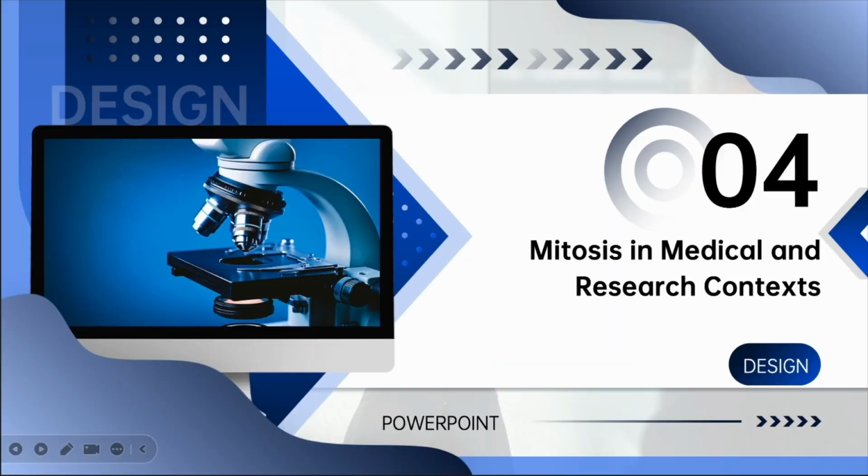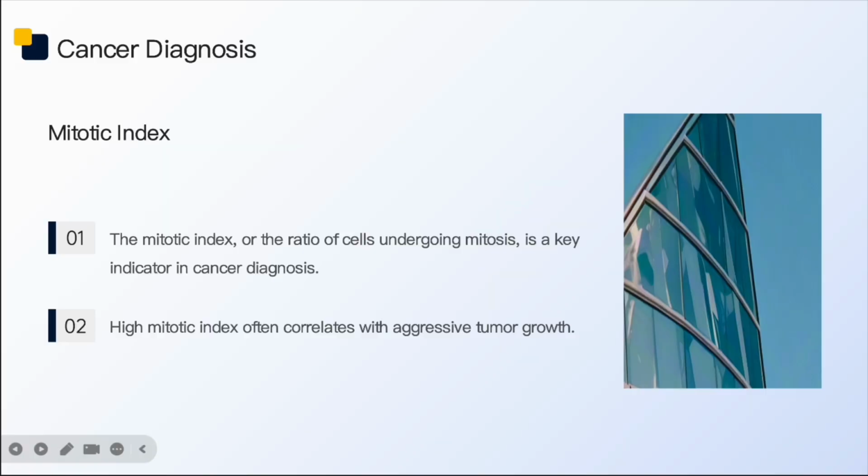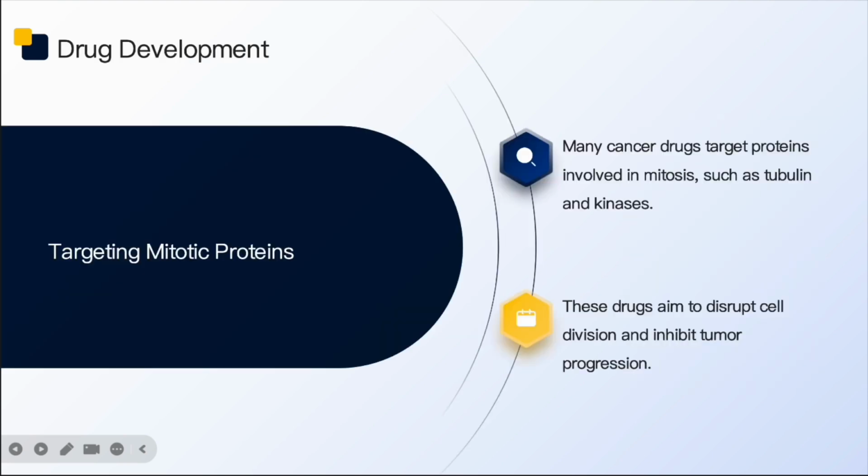Finally, I'm going to talk about mitosis in medical and research contexts. First is cancer diagnosis. The mitotic index, the ratio of cells undergoing mitosis, is a key indicator in cancer diagnosis. When this index is high, it is often related to aggressive tumor growth. And also cancer drugs: many cancer drugs target proteins involved in mitosis, and those drugs aim to disrupt cell division and inhibit tumor progression.